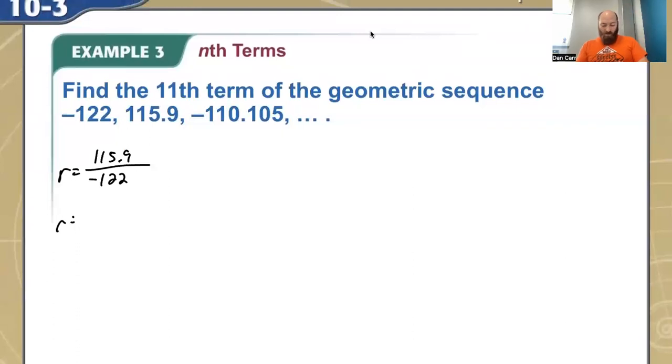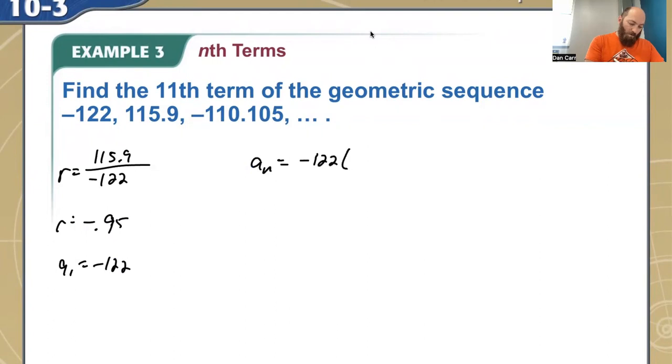So if I want to find my common ratio, I'm going to take 115.9 divided by -122. If I do that, I get -0.95. Doesn't matter if I put a decimal in there, it's still the same thing. So I've got my common ratio. I've got my first term, which is -122. So my explicit rule is going to be -122 multiplied by -0.95 raised to the n minus 1.